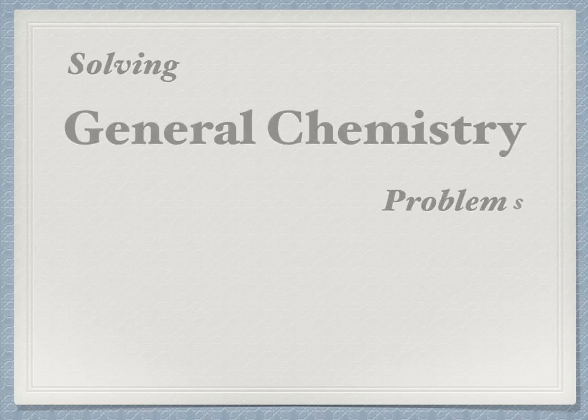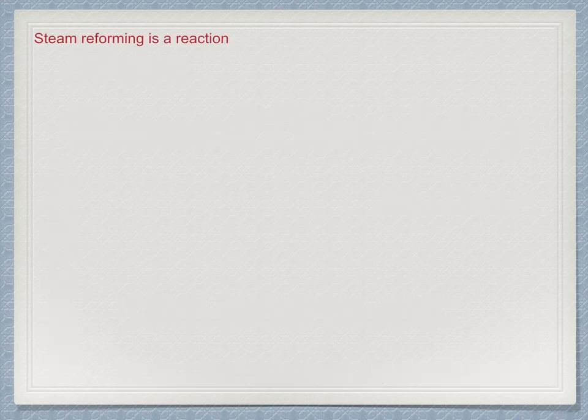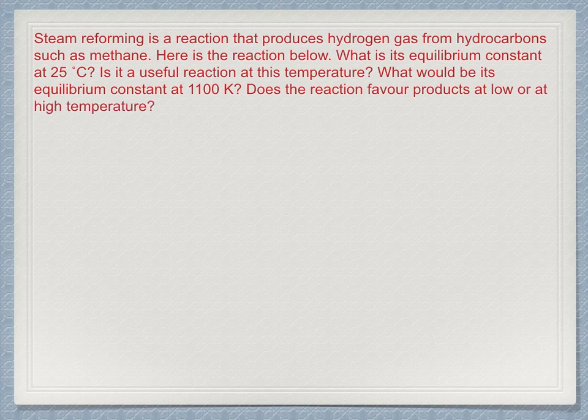Solving general chemistry problems, thermodynamics. Look at a couple of problems. Steam reforming is a reaction that produces hydrogen gas from hydrocarbons such as methane. Here's the reaction below. What is its equilibrium constant at 25 degrees Celsius?